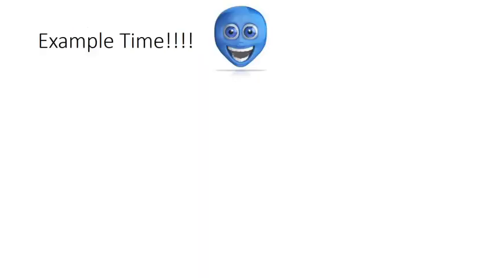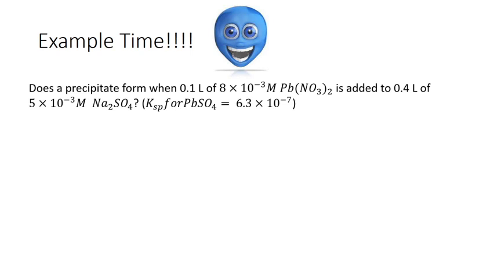So of course, there are some examples that will go along with this. The first one: does a precipitate form when 0.1 liters of 8 times 10 to the negative third molar lead nitrate is added to 0.4 liters of 5 times 10 to the negative third molar sodium sulfate? So will a precipitate form when those two are added together? And we'll think about the Ksp for lead sulfate being 6.3 times 10 to the negative 7.